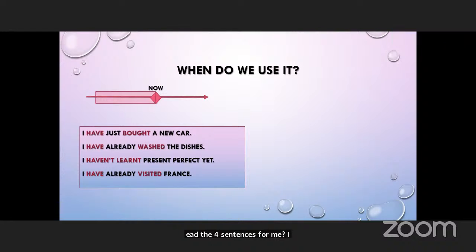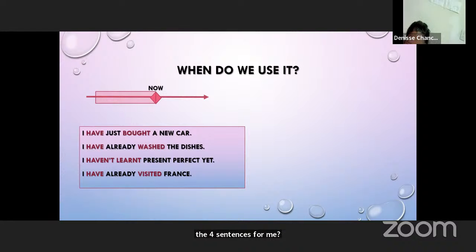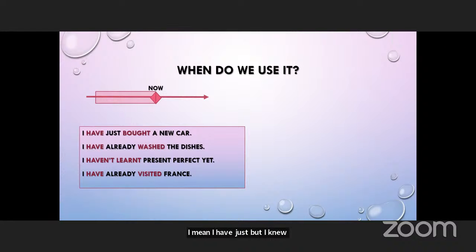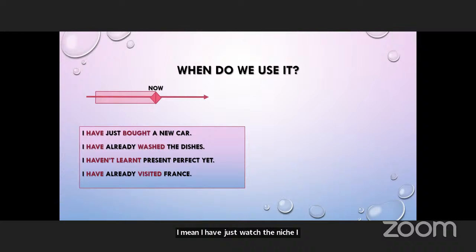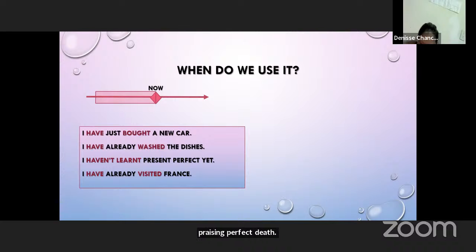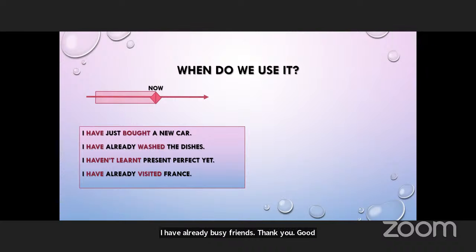I have just bought a new car. I have already washed the dishes. I haven't cleaned present perfect yet. I have already visited friends. Thank you. Good. Okay, as you can see, we have some examples with the words just, already, and yet, using the present perfect structure.